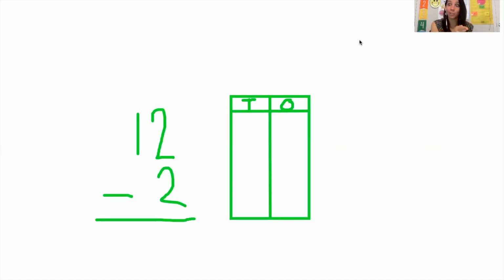Well, here we have 12. Oh, change in sign. Pay attention to those signs. We're not adding this time. We're subtracting. 12 minus 2. Go ahead and hit pause, solve this problem, and then hit play.